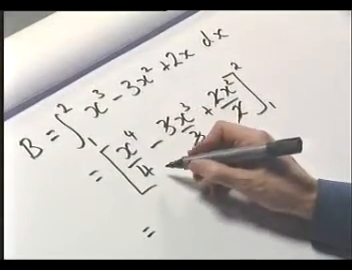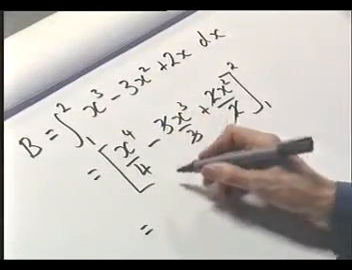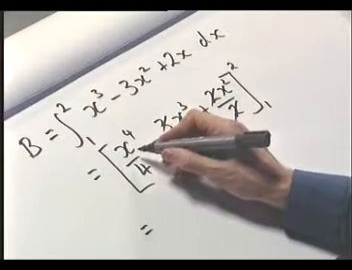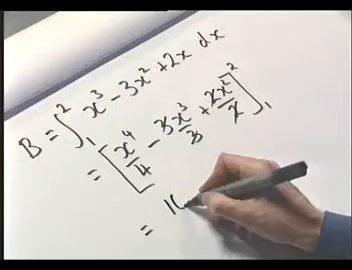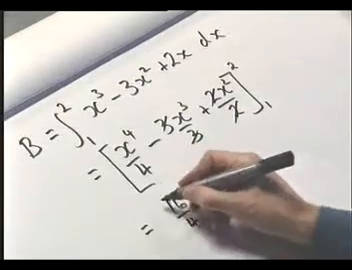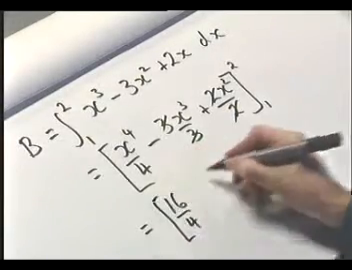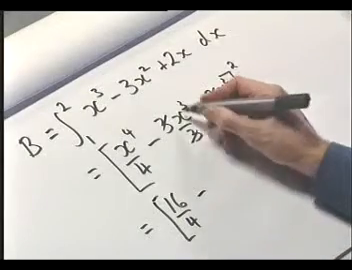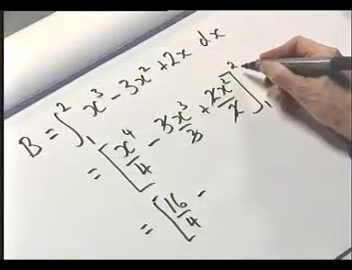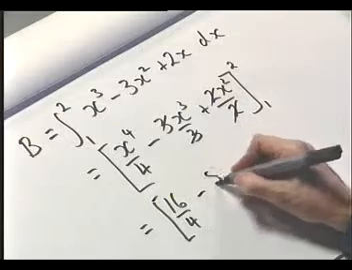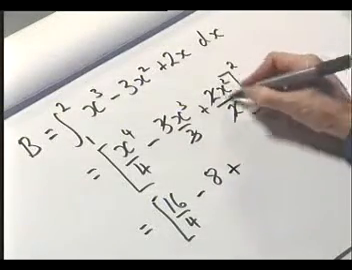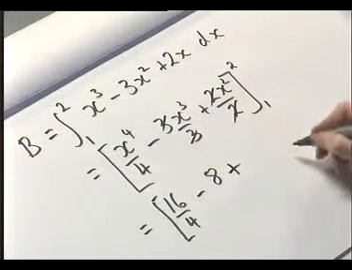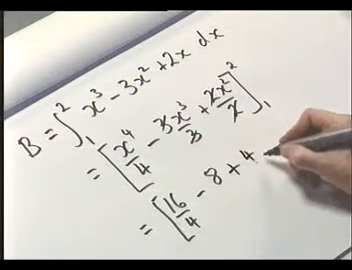x to the power 4 when x is 2. So that's 2 multiplied by itself 4 times, and that gives us 16 over 4. Minus x cubed, which is 2 multiplied by itself 3 times, so that's 8. Plus x squared, which is 2 multiplied by itself twice, so that's 4.